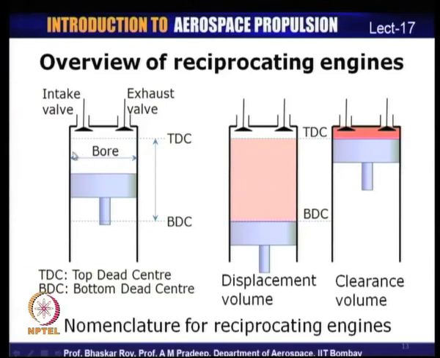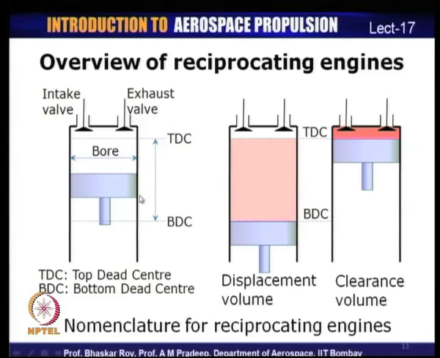The cross sectional area of the cylinder is basically referred to as the bore of the cylinder, or the diameter of the cylinder, and the piston basically moves between two distinct points which are known as the bottom dead center, that is the bottommost point to which the piston can move, and the top dead center, which is the topmost point to which the piston can move. And the difference between the top dead center and the bottom dead center is known as the stroke of the cylinder. And of course, you have intake valves and exhaust valves, which do not form any part of thermodynamic analysis.